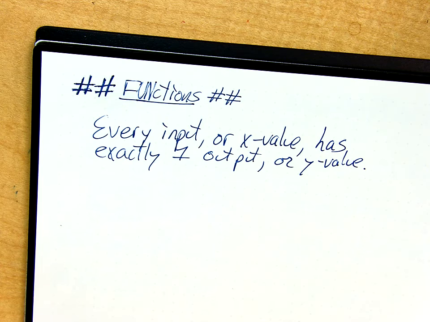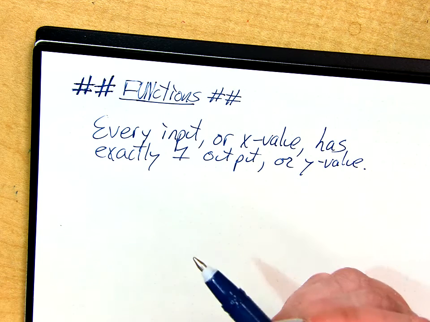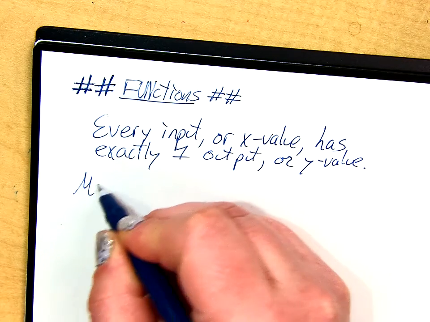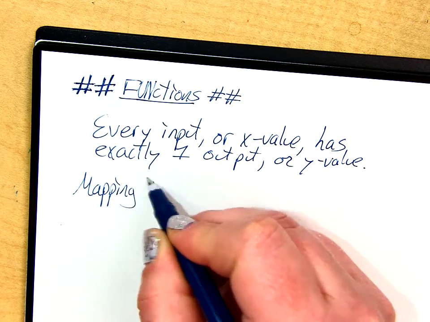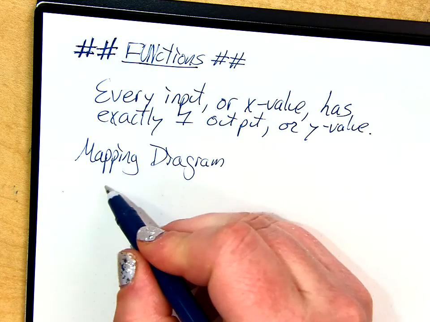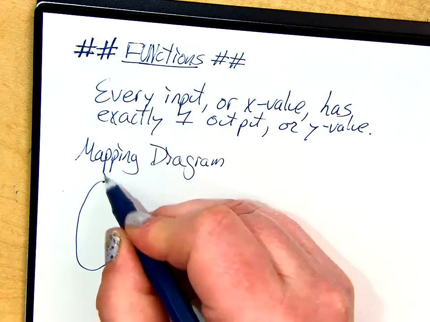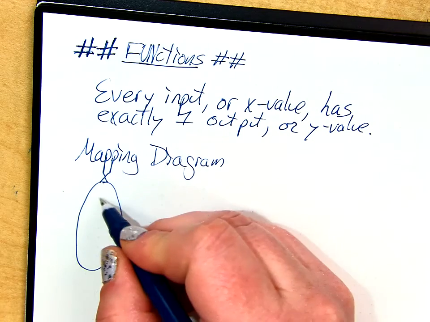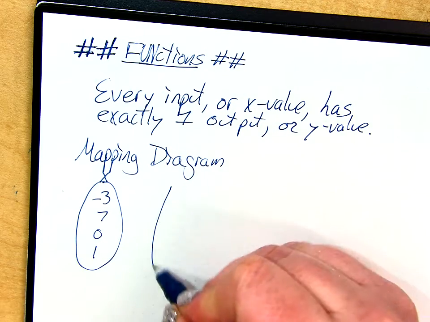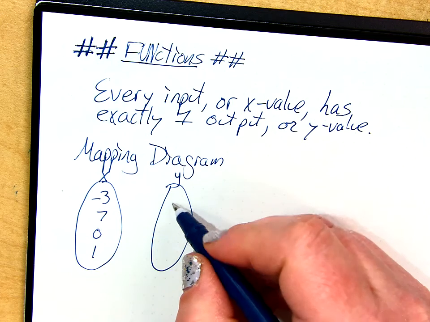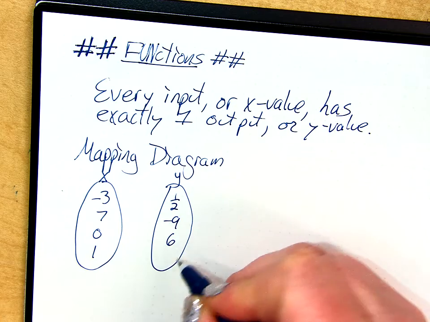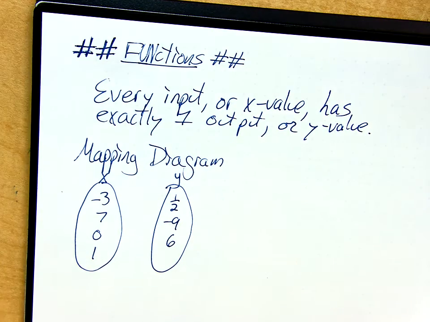So let's look at what that might look like in math. Okay? I like to start off with what's called a mapping diagram. And what we do in the mapping diagram, I literally take, usually it's a bubble or a rectangle, and I'm just going to list a bunch of x values in there. I don't know, -3, 7, 0, 1, and then I'm going to have a bunch of y values. And again, they could be whatever you want them to be. A half, -9, 6. Let's say it was that, okay?